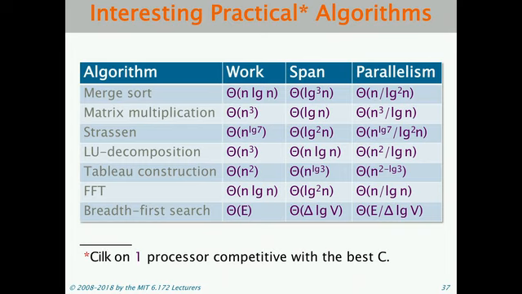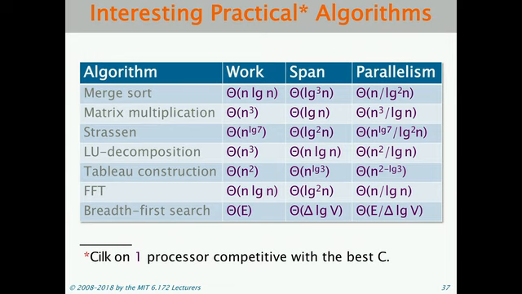OK, so it turns out that in addition to quicksort, there are also many other interesting practical parallel algorithms out there. So here I've listed a few of them. And by practical, I mean that the Cilk program running on one processor is competitive with the best sequential program for that problem. And so you can see that I've listed the work and the span of merge sort here. And if you implement the merge in parallel, the span of the overall computation would be log cubed n, and n log n divided by log cubed n is n over log squared n. That's a parallelism which is pretty high.